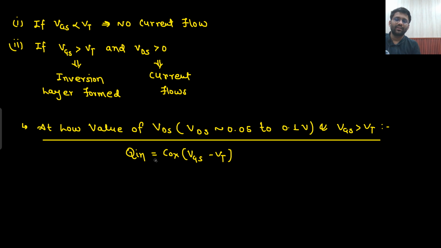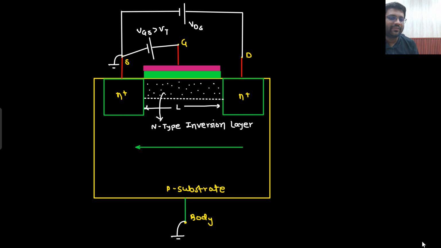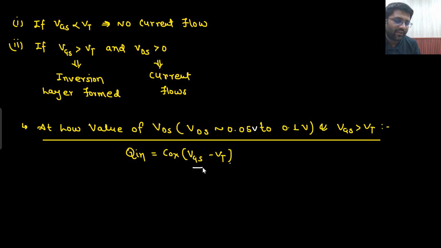So all these lines we have put. If VGS is less than VT, no current would flow. If VGS is greater than VT and VDS is greater than 0, then current would flow and the inversion layer is also formed. Right? Now at a low value of VDS, this is not a hard and fast value, just an approximate value I have taken, when VDS is between 50 millivolt to 100 millivolt, or 0.05 volt to 0.1 volt, and VGS is greater than VT, that means the inversion layer has been formed, but now your inversion layer is only depending on VGS. It is not depending on VDS.